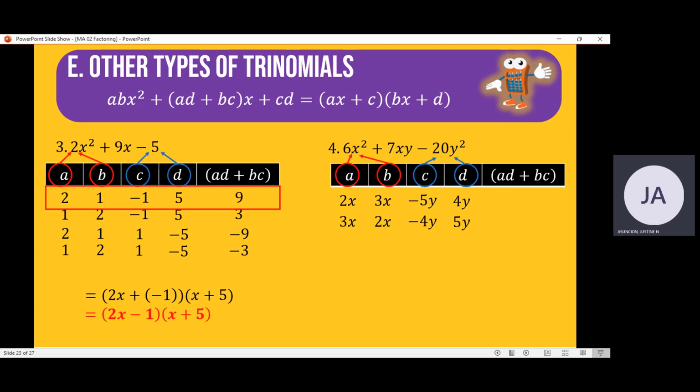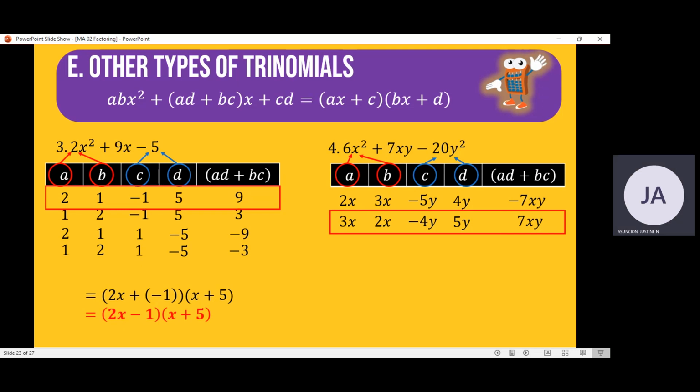Okay, since we got it here. So 2x times 4y, that's 8xy. And then 3x times -5y, that's -15xy. So adding that results to -7xy. And then for the next one, 3x times 5y, that's 15xy, plus 2x times -4y, which is -8xy. So 15xy minus 8xy, that's 7xy. So here, we use the second combination.